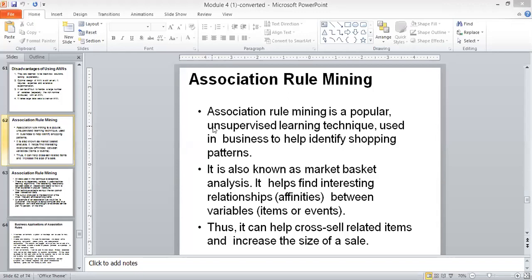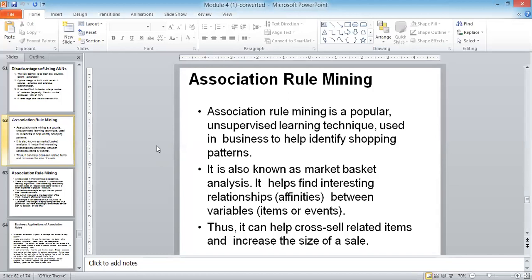Without wasting more time, today we have a very important problem to solve. Association rule mining is a popular unsupervised way of learning, which means here we are not going to have any kind of past data. We are going to work on present data, and basically we are going to analyze the market.